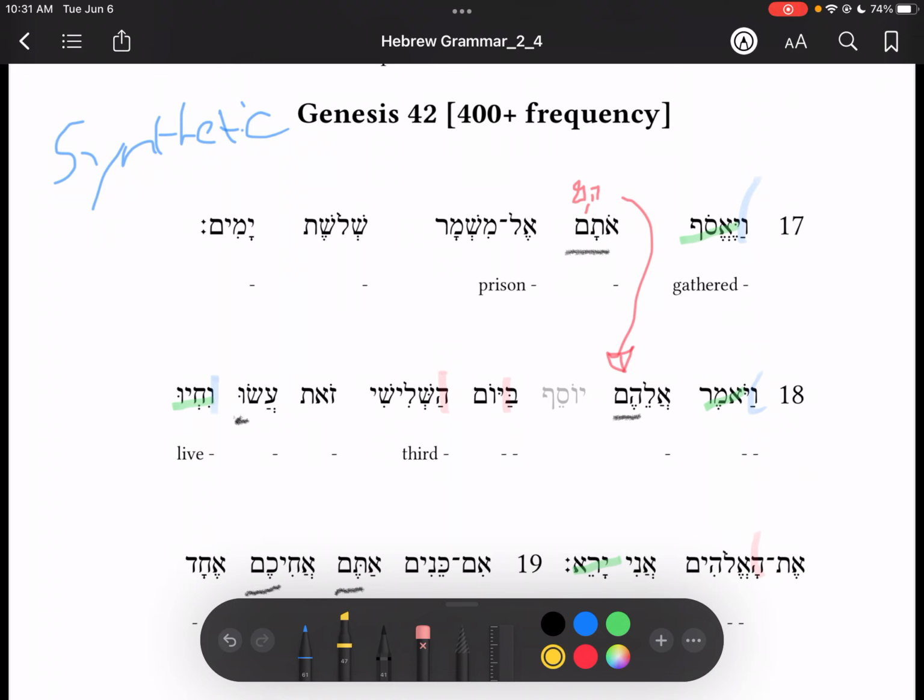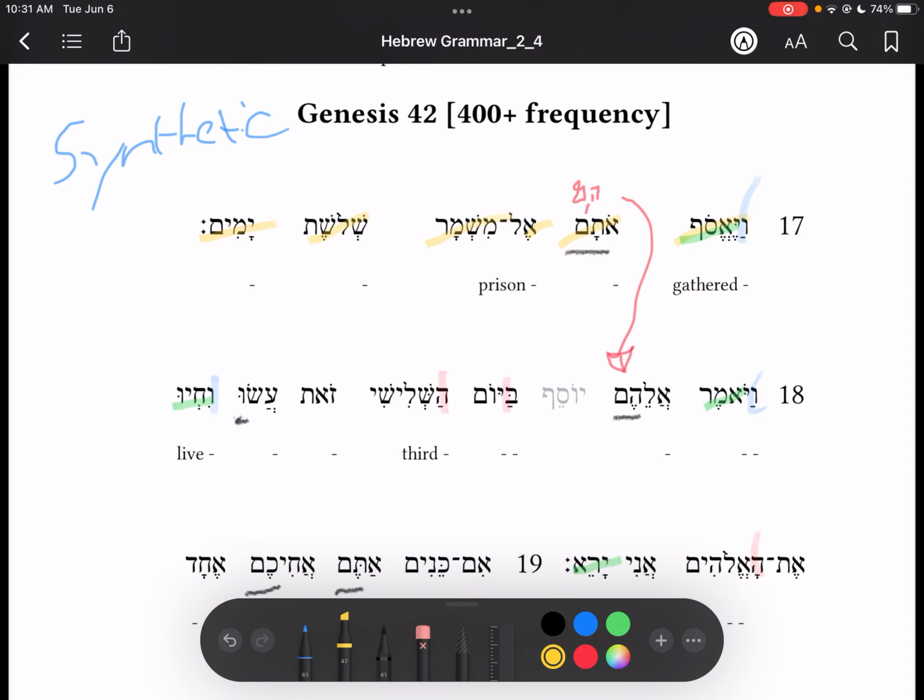Verse 17 of Genesis 42, we're back at the story of Joseph and his brothers, and him trying to concoct a family reunion in this text. So we have here at the very beginning, Vayi'esof otam el mishmar shloshet yamim.